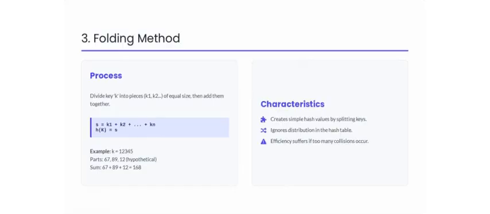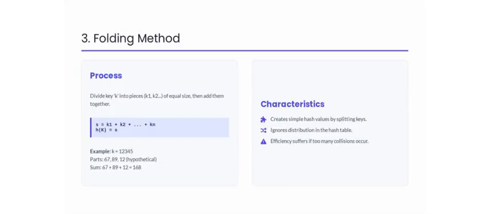dividing the key into pieces of equal size and then adding them together. Here it is separated into equal sizes and finally added together, and that is called the folding method. Some characteristics are given there. It creates simple hash values by splitting the keys. Even if it is a big key value, we separate it into equal sizes, so it is easier to handle. It ignores the distribution in the hash table. Efficiency suffers if too many collisions occur here.